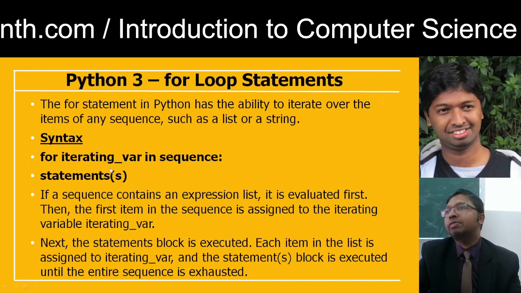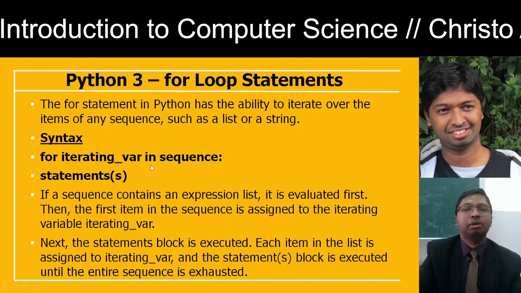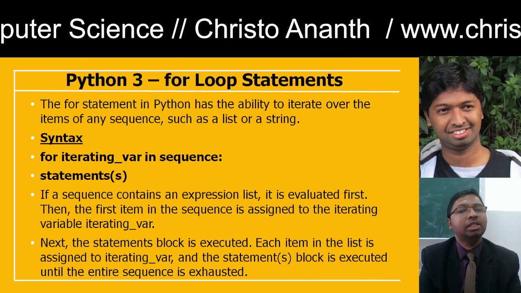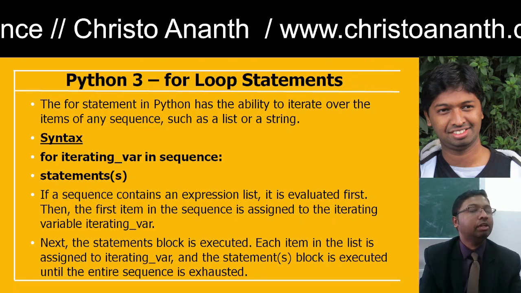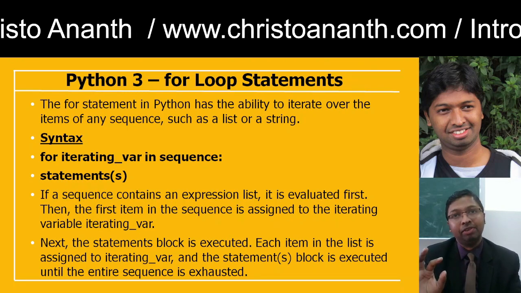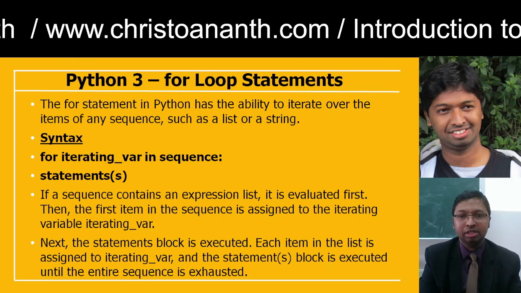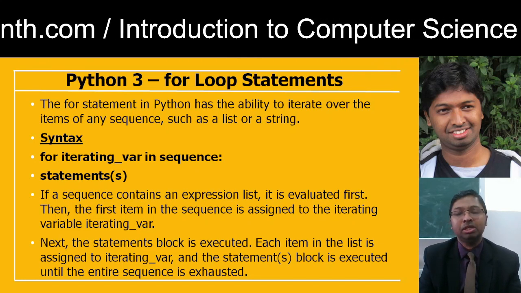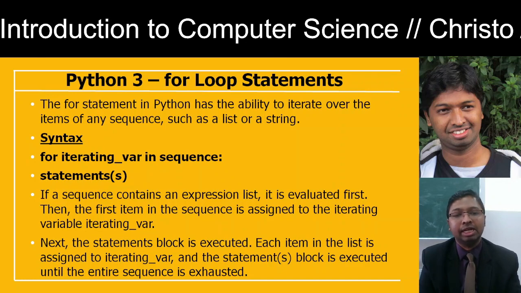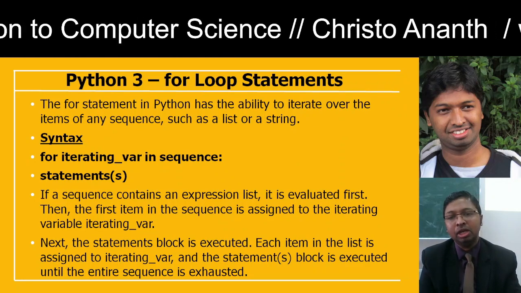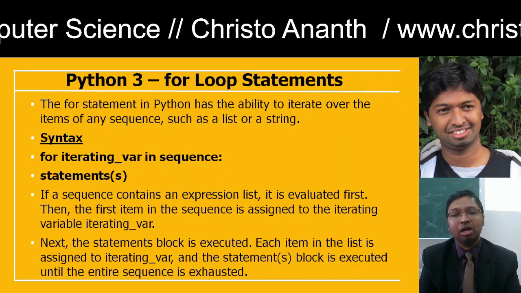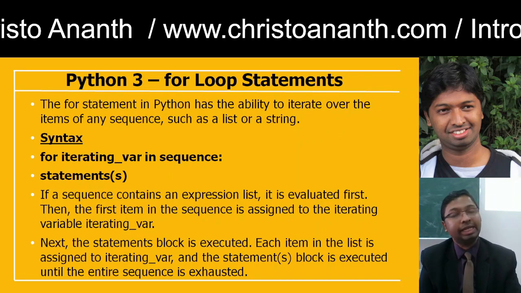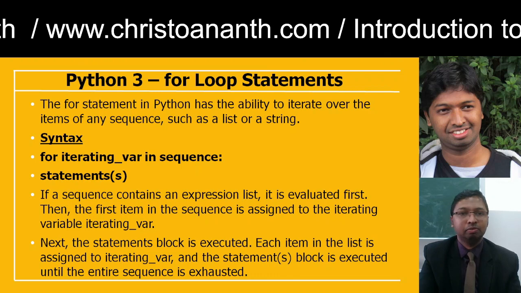If the sequence contains an expression list, it is evaluated first. Then the first item in the sequence is assigned to the iterating variable, iterating_var. Next, the statements block will be executed. Every item in the list is assigned to the iterating variable and the statements block is executed until the entire sequence is exhausted.